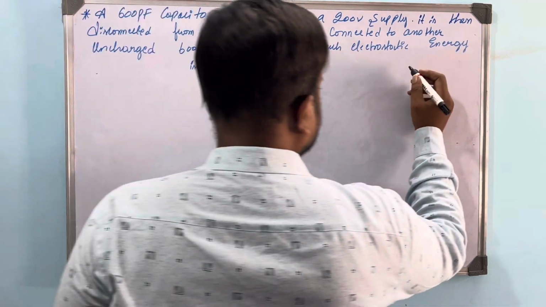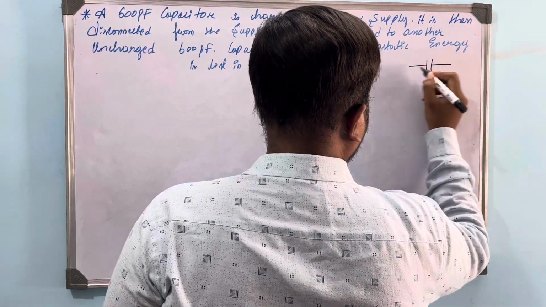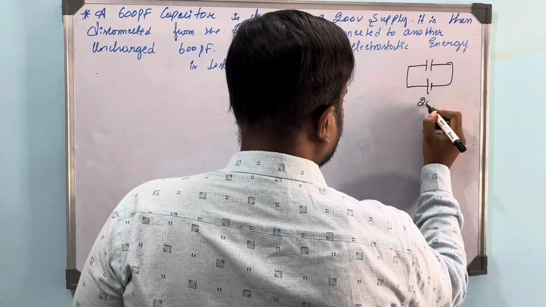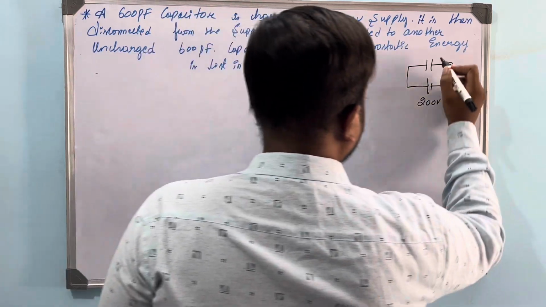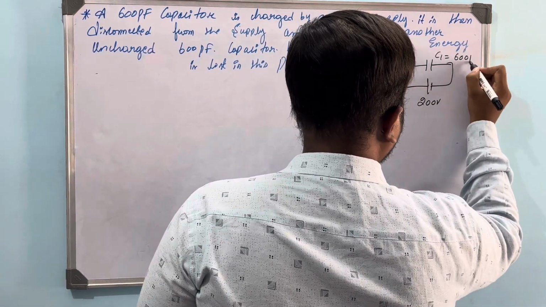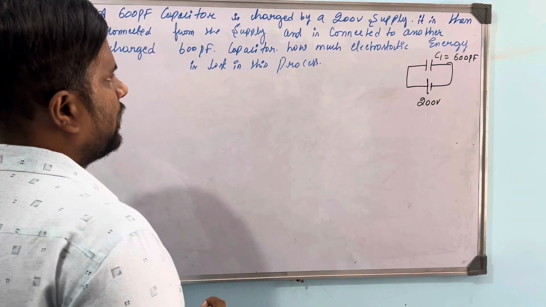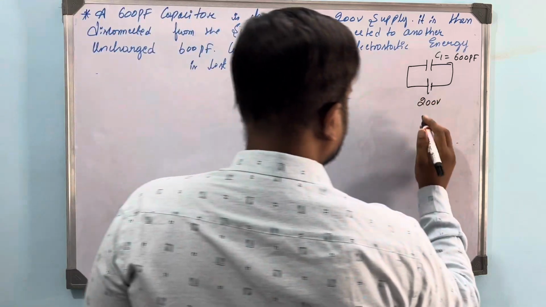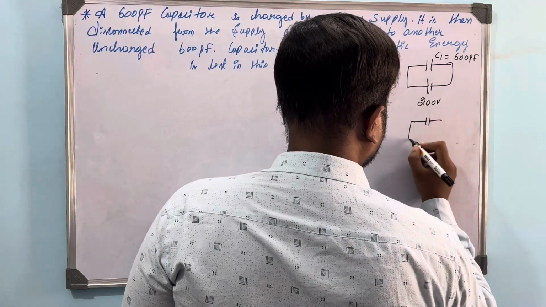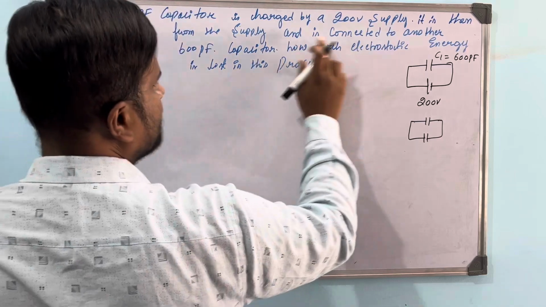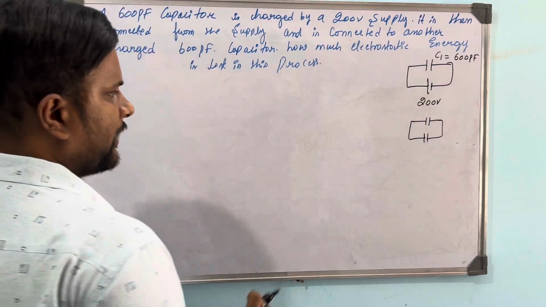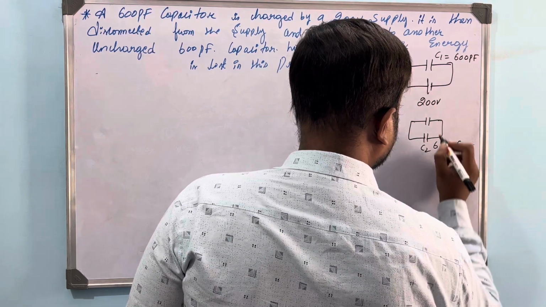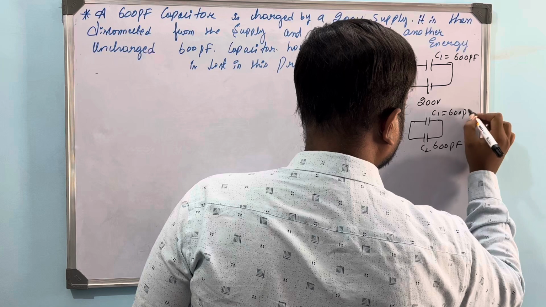Here, initially they are giving a capacitor connected to a supply. What is the supply value? 200 volt supply, and the capacitor value, I will take it as C1, that is 600 picofarad. So this one is case 1. And in case 2, it is disconnected from the supply and connected to another uncharged 600 picofarad capacitor. Here they are not charging, so this is an uncharged capacitor. This one is C2, and C1 is again 600 picofarad only.